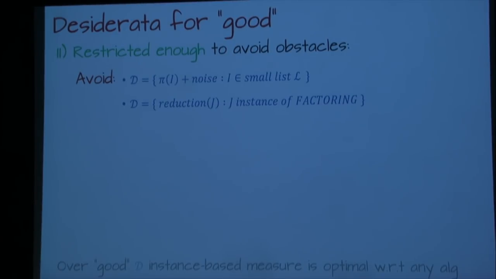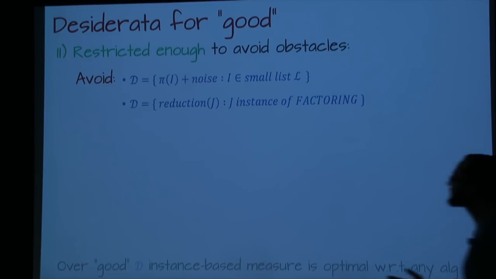So in particular, it needs to avoid instances that you get by taking a single instance or a small list of instances and applying some symmetry to it that doesn't change the value of the problem, like a permutation in the case of graphs, or maybe something else in the case of CSPs, and adding some noise.